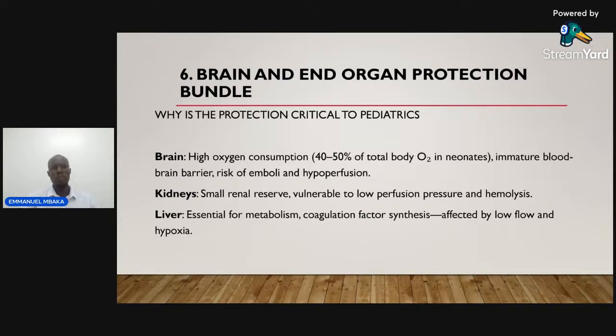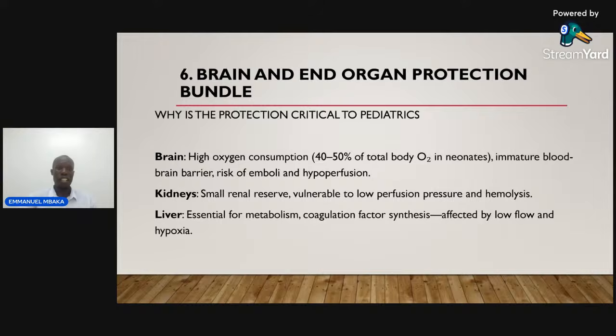So let's talk about brain and end organ protection. It's very important to understand that brain and end organ protection in pediatric CPB is critical because children, especially neonates and infants, have an immature autoregulatory system. They have high metabolic demands and small functional reserves. A structured protection bundle approach ensures multi-organ preservation during and after the CPB.